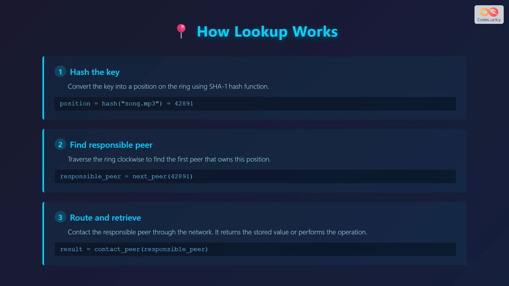Let's walk through how a lookup happens step by step. First, you hash the key using the same hash function. This gives you a position on the ring. Second, you find the responsible peer by traversing the ring clockwise from that position until you find the first peer. Third, you contact that peer through the network and it performs the operation or returns the value. The entire process is automated and happens transparently. Your client knows how to compute the hash and how to route to the right peer without needing instructions from a central authority.